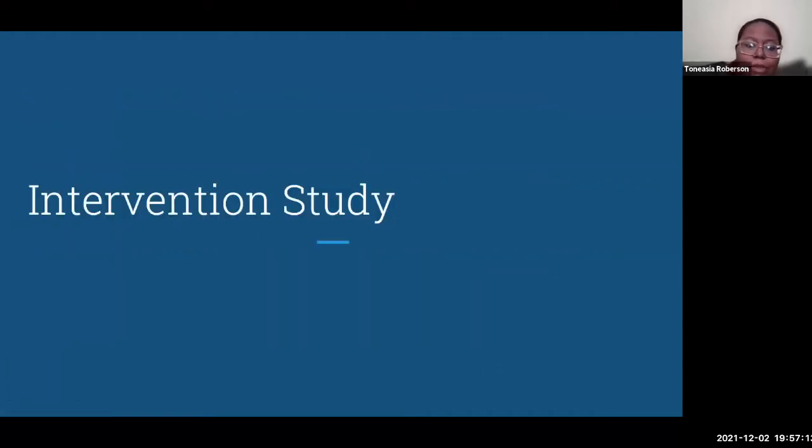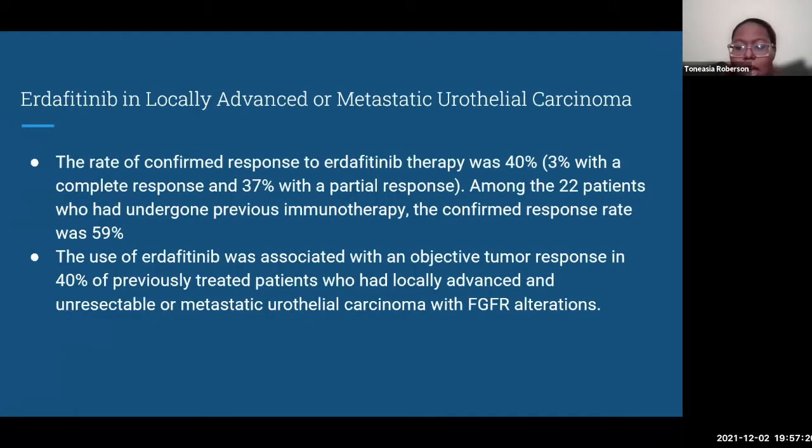Hi, I'm Toneasia. I'm focusing on the intervention study part of our presentation. So the name of the study was erdafitinib in locally advanced or metastatic urothelial carcinoma. Another name for the drug is Balversa, so I'll probably be using that name instead. It's a little easier to say.